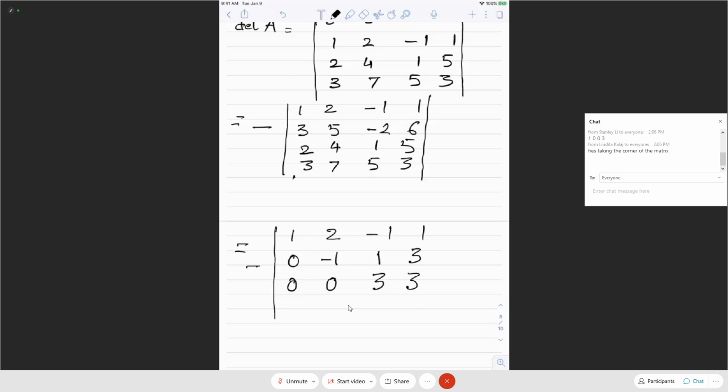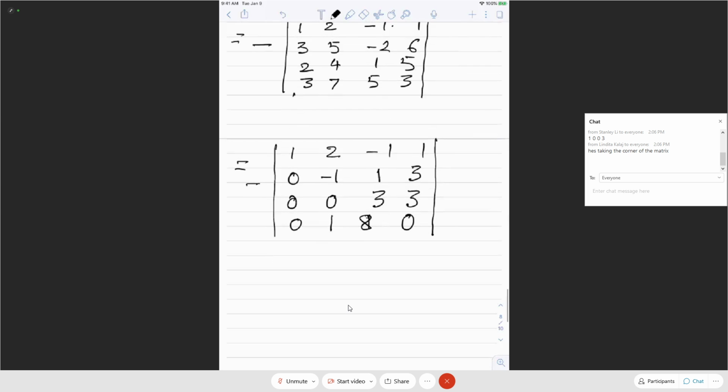Multiply this by minus 3, minus 3 plus 3, 0. Minus 6 plus 7, 1. Minus 3, no? 3 plus 5, 8. I'm multiplying the first row by minus 3. 3 plus 5, then minus 3 plus 3, 0. I've already got what I wanted.